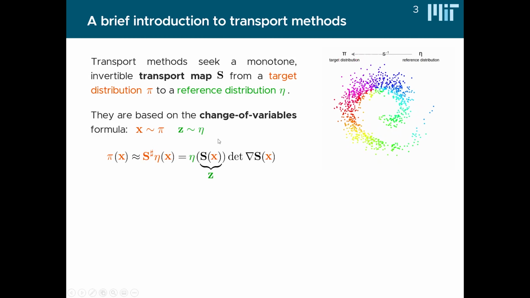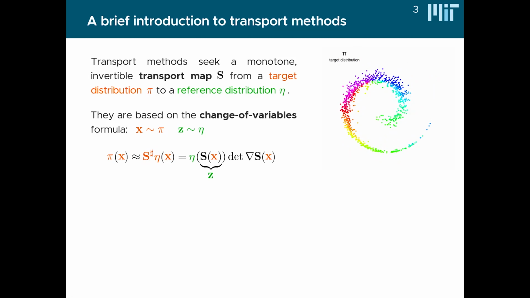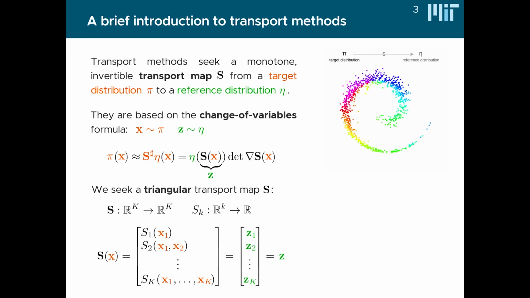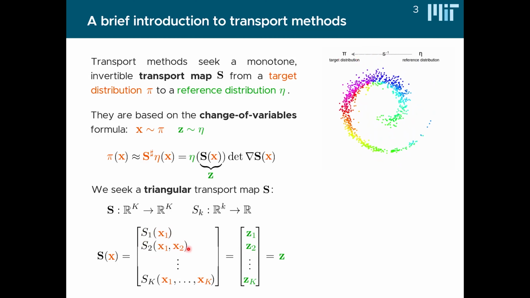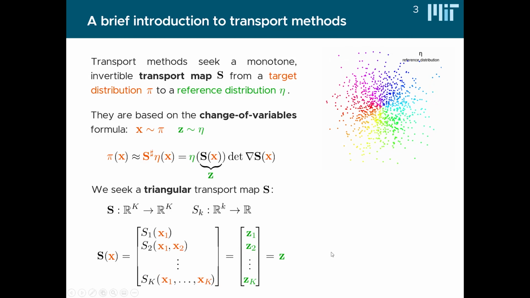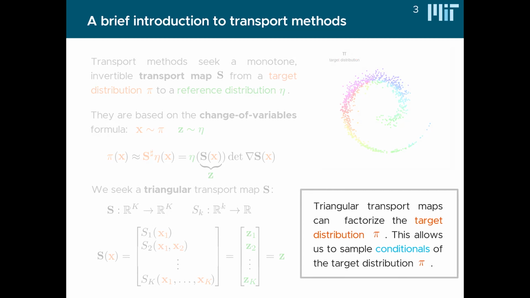Now in practice, a lot of different kinds of functions could be used to implement this map, but we specifically care about triangular transport maps, where the full map comprises a number of map components: the first map component depends only on the first entry of a target vector, the second map component depends only on the first two entries of a target vector, and so on, until the last map component depends on the full target vector. This structure has a number of really interesting properties which don't fit into this talk, but the most important one we care about is that this kind of triangular map factorizes the target distribution, which allows us to sample conditionals of the target distribution. And this is a really useful operation in Bayesian inference. To gain an understanding for why, let's take a look at a visual example.